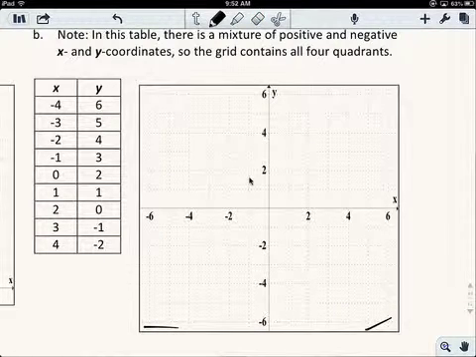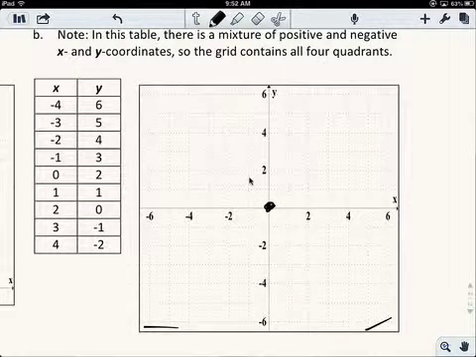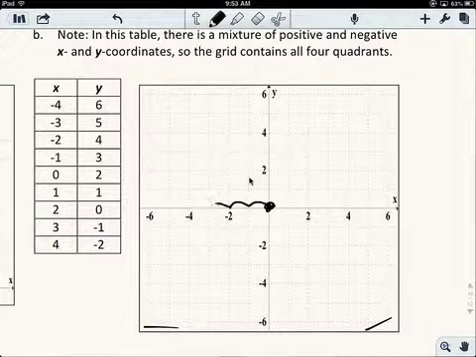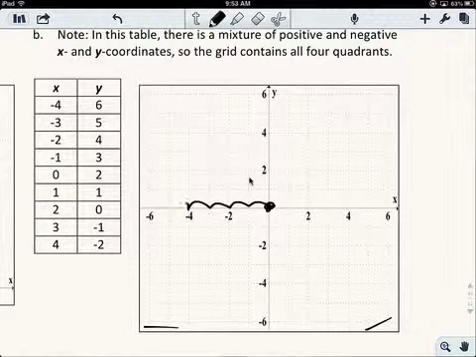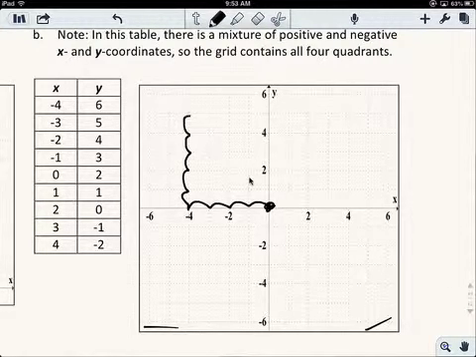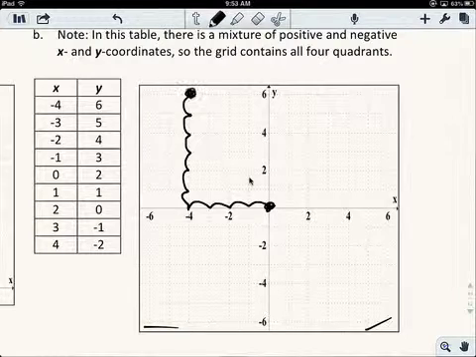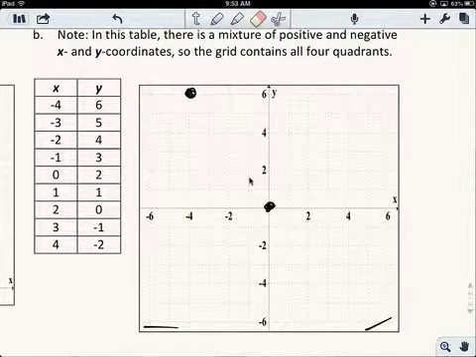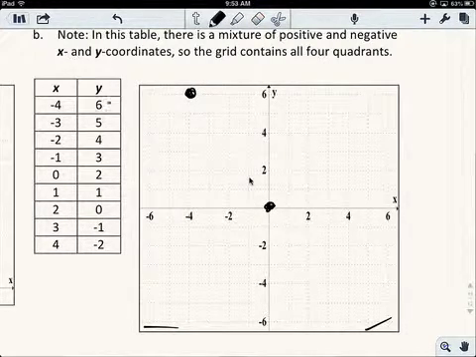Let's start plotting some points. So negative 4, comma 6. So negative 4, I start at the origin. I'm going to go back 1, 2, 3, 4, and I'm going to go up 1, 2, 3, 4, 5, 6. I went left because the x value was negative, and I went up because the y value was positive.